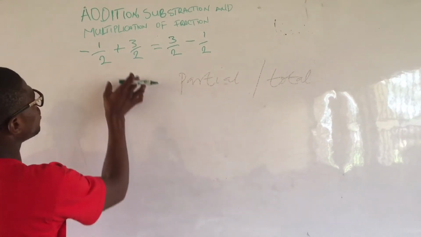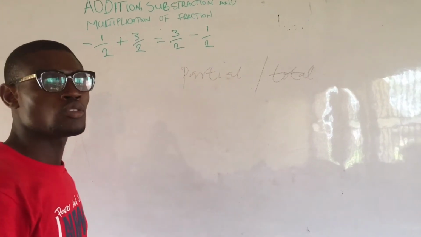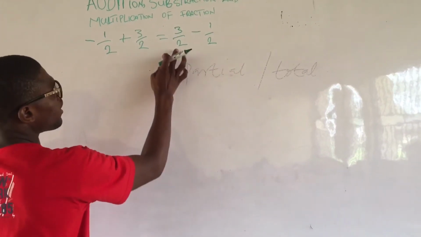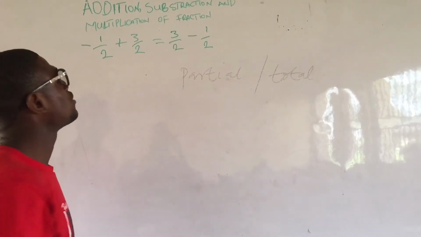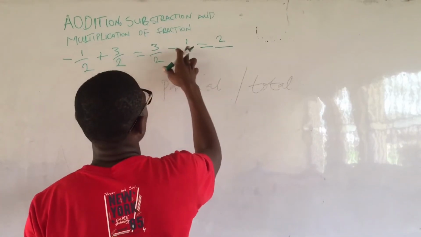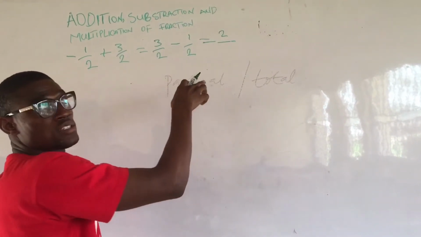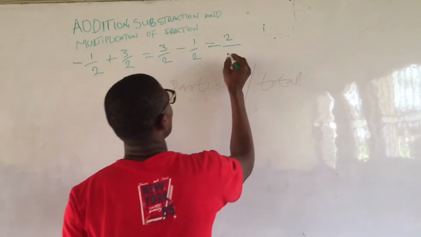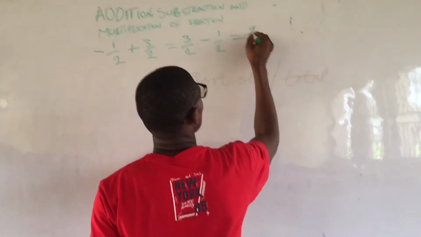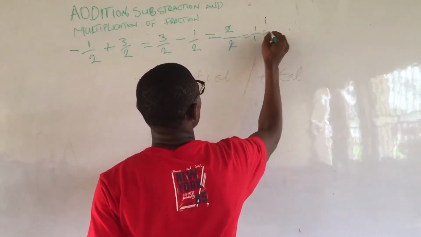Now for this fraction I have here, the denominators of the two fractions are the same. So what we have to do is to just carry one of the denominators. So I will have 3 minus 1 is 2. Then the denominator is the same, so I just pick 1. 2 divided by 2 is 1. So I have 1 all over 1. So the answer is 1.